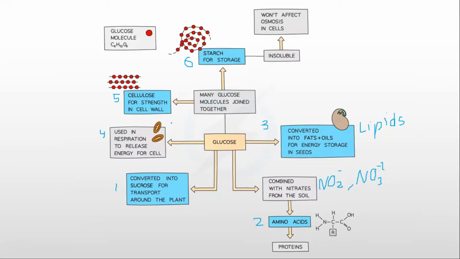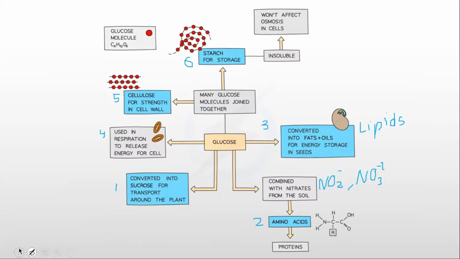Right now you have to remember the 6 functions of the products of photosynthesis. The first one is converted into sucrose for transportation. Secondly, amino acids used to make proteins. Thirdly, it can be converted into lipids. Number 4, it can be used in respiration to release energy. Number 5, it can be converted into cellulose for cell wall. And number 6, glucose can be converted into starch for storage. Got it?